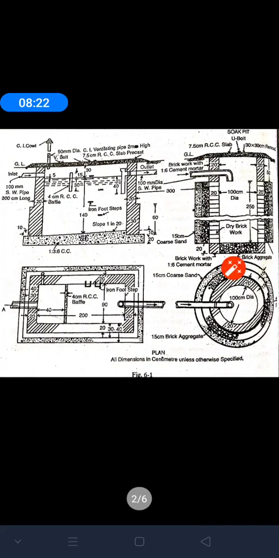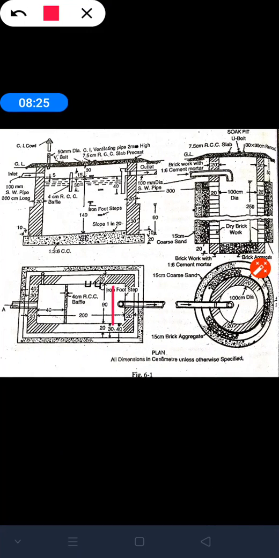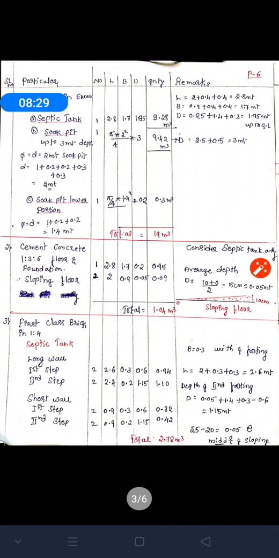Short wall means only at inner position. So from center to center, the length will be 2 meter, two numbers. 0.9 meter into 3 is the breadth and depth is 0.6 meter. Then we get the quantity.